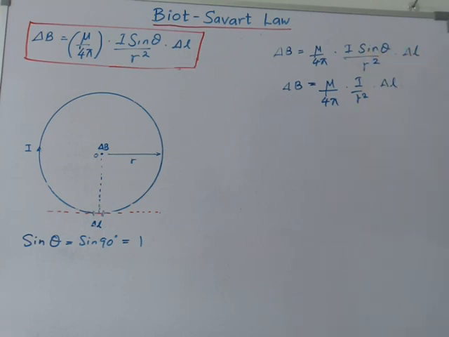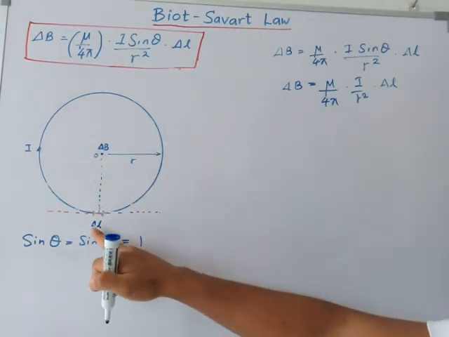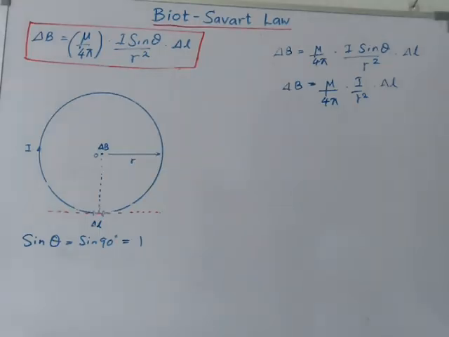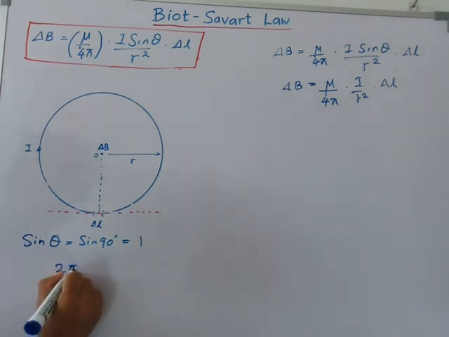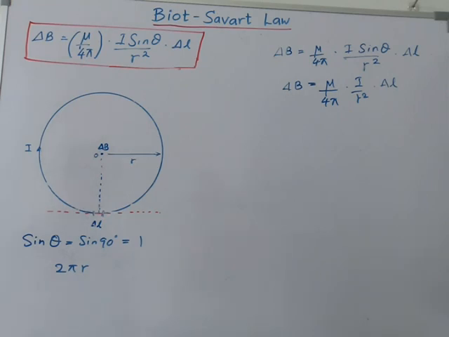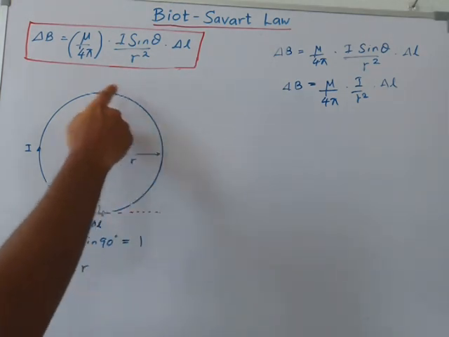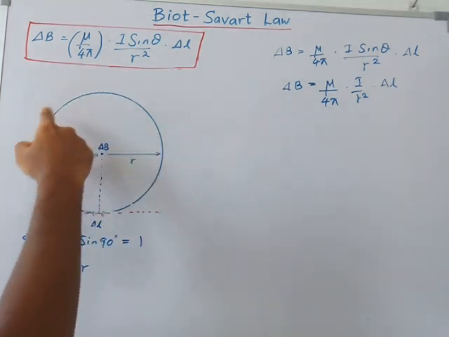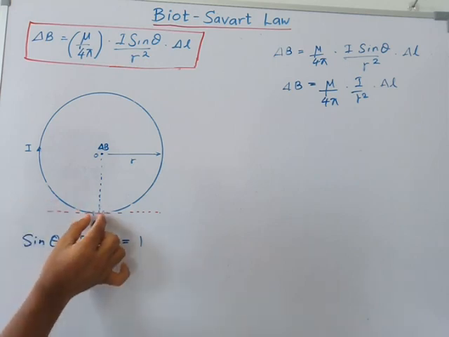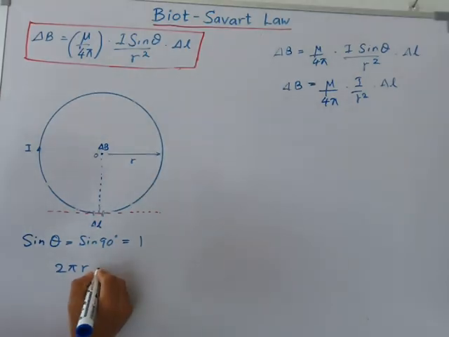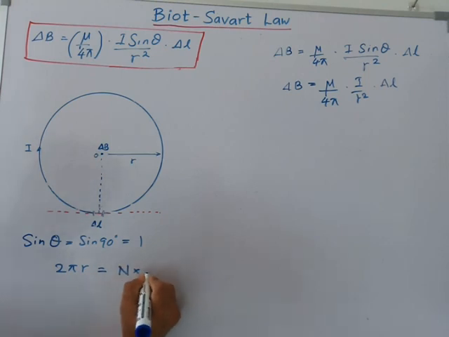Okay, so now we get the magnetic flux density at this point due to this length element. Now, what is the circumference of a circle? We know if the radius is R, the circumference is given by 2 pi R, right? Now I consider there are capital N number of such length elements. That means you take this circumference and cut it into N equal pieces, each of length delta L. So I can write 2 pi R is equal to N times delta L, right?